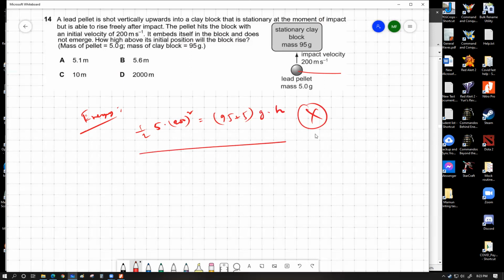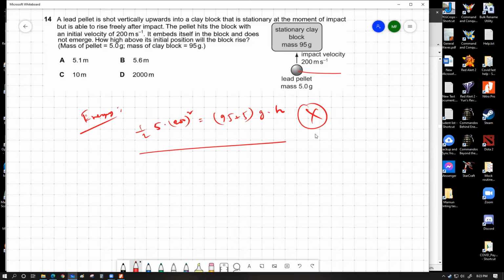The reason this consideration is not valid is that whenever the lead pellet gets embedded within the stationary clay block, kinetic energy will not be conserved. Some of the kinetic energy of the incoming lead pellet would be converted into deformation energy, because you have to penetrate within the stationary clay block. You have to displace some clay particles out of their original position permanently. That energy has to come from the kinetic energy of the lead pellet.